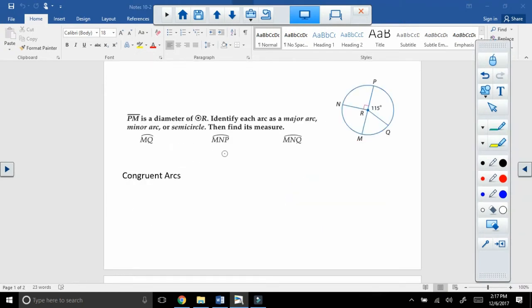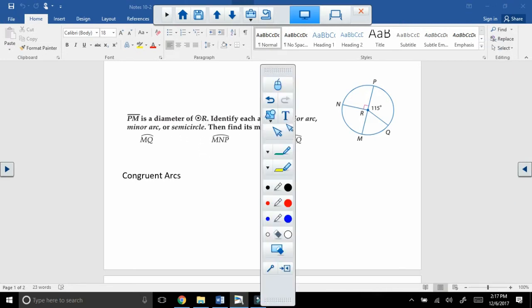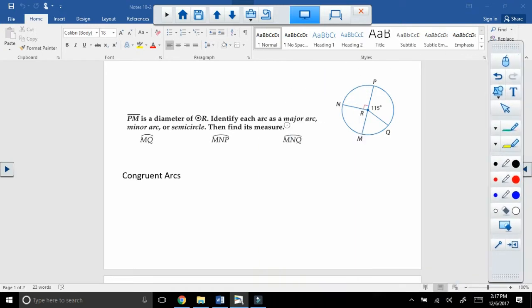So here's the way the majority of the questions are going to look from this section. The majority of the questions will say to identify them as a major, minor, or semicircle, and then find the measure. And they tell us here that PM is the diameter. So because this is the diameter, what I like to do first is go through and just label everything. Because this is the diameter, that makes these two linear pairs and also these two linear pairs, so they're going to be supplementary.